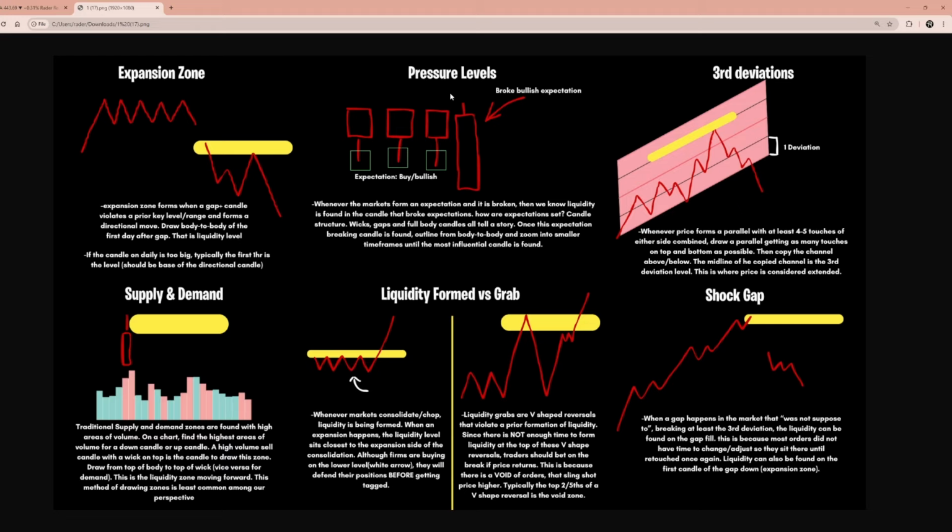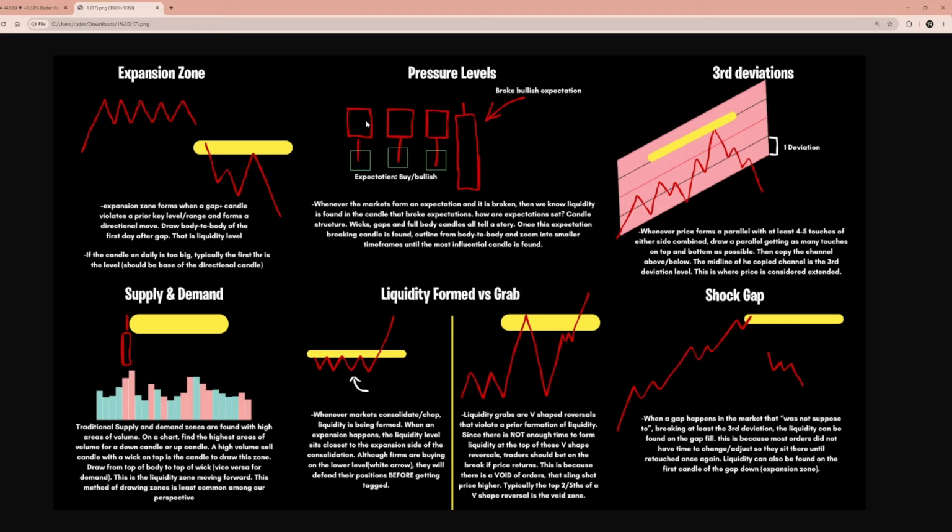Now, pressure levels are really unique because this is us trying to spot where an expectation is broken in the market, or where specifically, to a very specific degree, was there a liquidity injection. Now, that's another fancy word, but all it means is where did they actually start to press the buy button, or where did they actually start to press the sell button, which changed expectations.